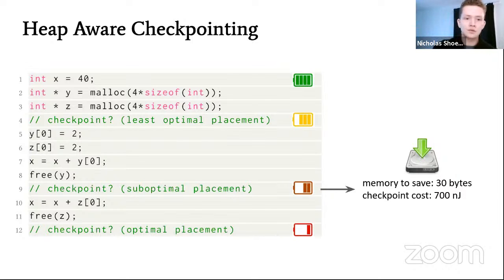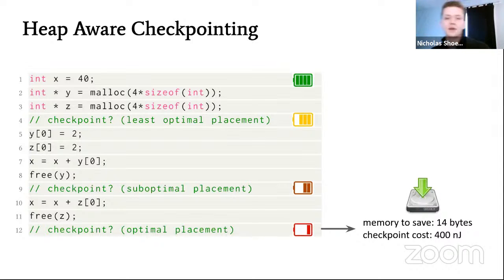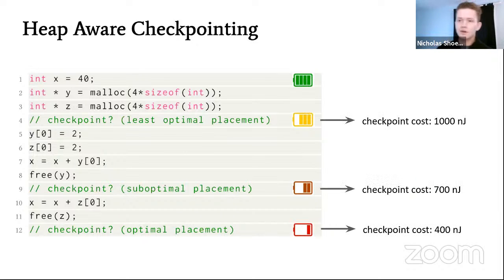If we proceed to the final checkpointing location on line 12, we can see that now we only have 14 bytes to save because, again, we've executed more code where we've done another calculation with the remaining memory, and then we've deallocated that remaining memory on the heap, bringing us down to 14 bytes that we need to checkpoint for a cost of 400 nanojoules. If we look at all these costs together, we can see that as we progress through our program, the cost of checkpointing decreases because we're deallocating more and more memory.